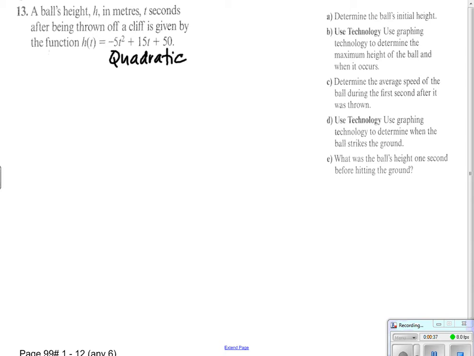Part A asks us to determine the ball's initial height. In math, we are asking you for the y-intercept. We know that the y-intercept is always the standalone number at the end of a polynomial expression. So the initial height for the y-intercept is 50 meters.